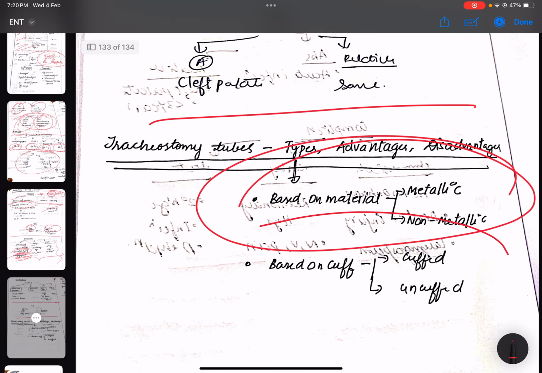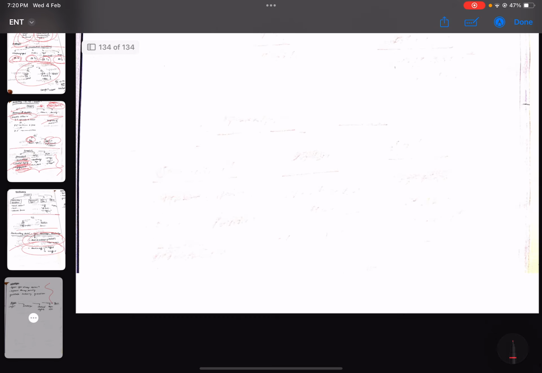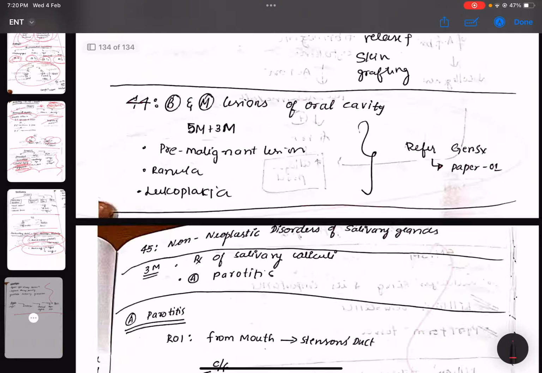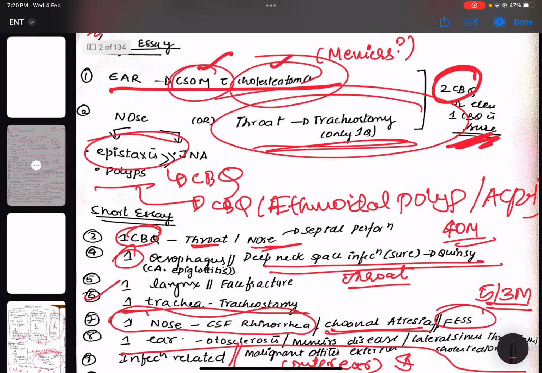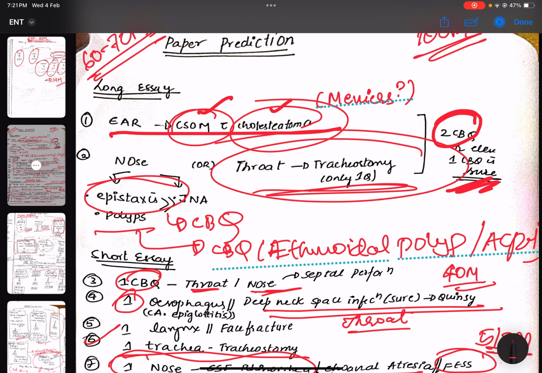Tracheostomy tubes, again based on this, there are many types. Based on that, you need to remember, and these are the advantages and disadvantages. Okay, see, that's it. So ENT, if you ask me, the first thing which you need to study is the ear. Okay, so the important thing which people forget is they start studying everything which is not important in ear.